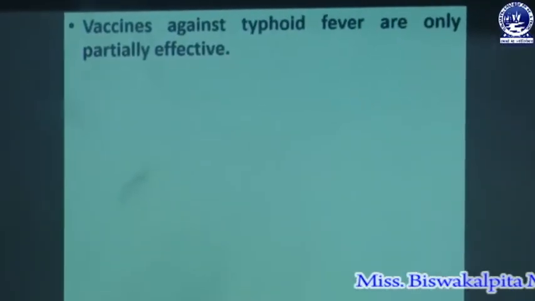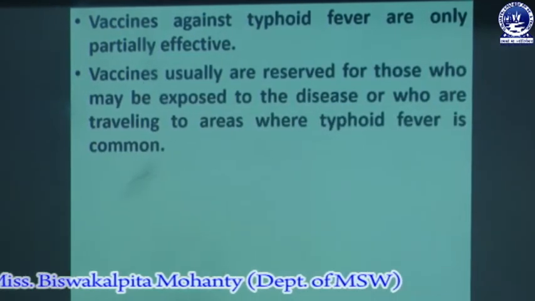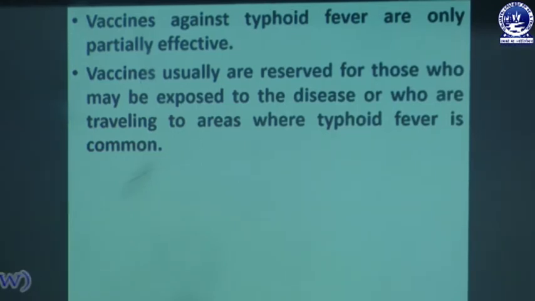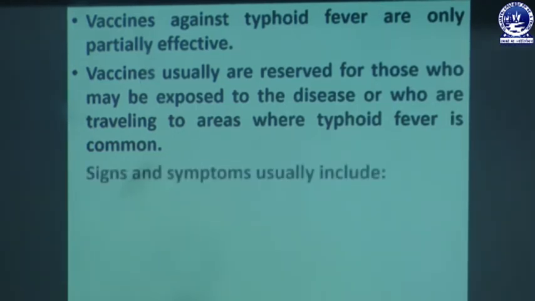Vaccines against typhoid fever are only partially effective. Vaccines usually are reserved for those who may be exposed to the disease or who are traveling to areas where typhoid fever is common. In some areas typhoid is a major problem, and people suffer from it naturally and have no knowledge about how to prevent it. When some persons go to these types of areas, they have to take some medicines and take some preventions to avoid typhoid disease.